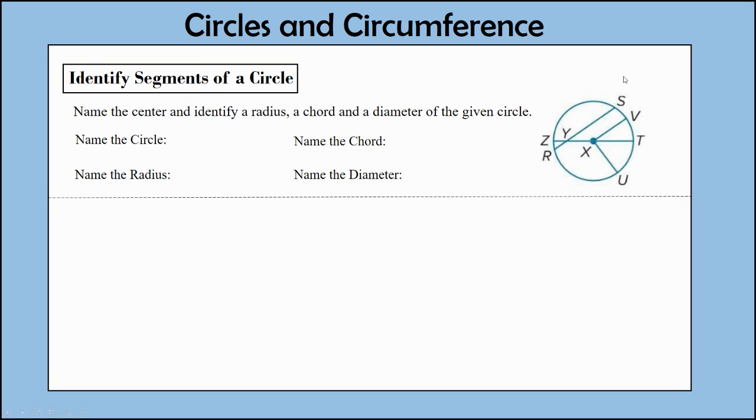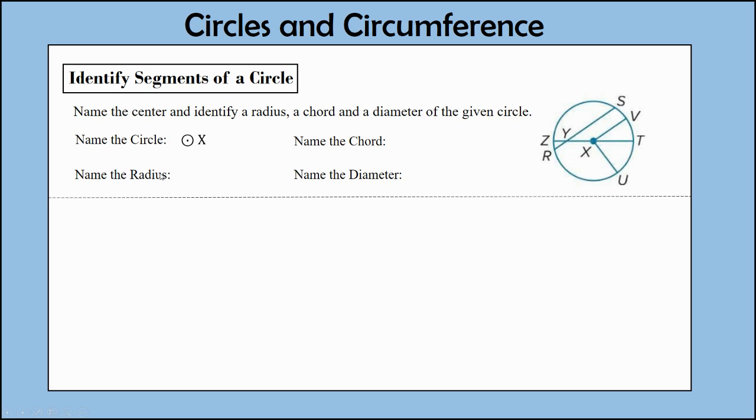Okay. So one question you'll get tonight is they'll give you a drawing like this and ask you just to identify the center of the circle, the radius, chord, diameter, and so forth. So in this case, name the circle. How do we name the circle? We do it by its center point. So the center of this circle is X, so we would call this circle X.